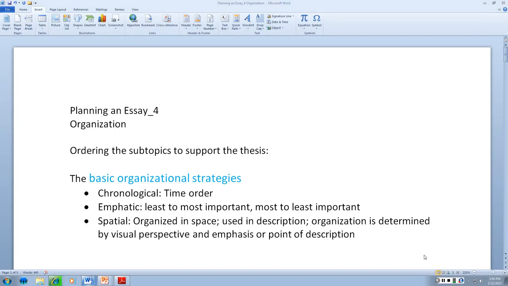Organization is determined by your perspective and the emphasis or the point of the description. Earlier and often I talk about describing a firefighter in full gear. If I'm a child peeking out from under a bed, then the first thing I see are the firefighter's boots. If I'm standing in a room and I see the firefighter come in, the first thing I see is the mask that he wears. It may be that the first thing that I notice is the sound of his breathing through a mask. So it depends on your purpose and your perspective as to where you begin with spatial organization.